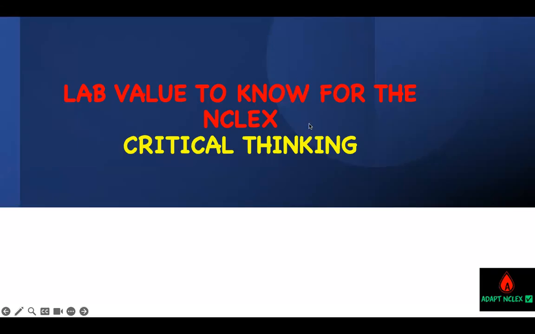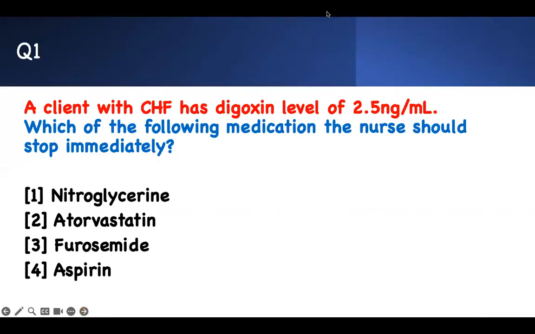Welcome to Adapting Class. In order to master lab values, you have to think about them, not just the norms, but critically think about how the board will give you questions related to that. It's part of medicine. Learn how to answer questions regarding lab values, thinking critically. This is the first question.